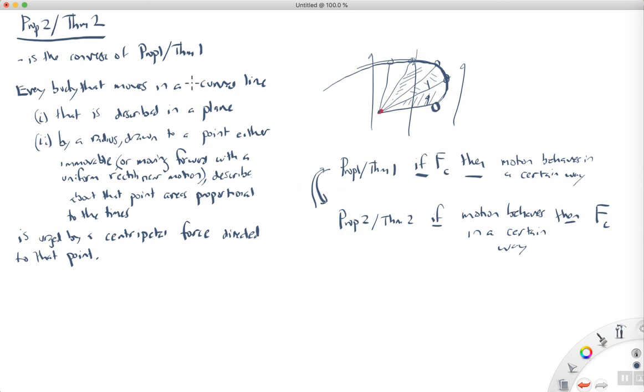This Proposition 2, Theorem 2, is going to be very important, because he's going to say, why don't we just use this kind of motion in a plane, sweeping out equal areas in equal time, as an indicator of a centripetal force? Later on he's going to say, if you're looking at the motion of Saturn going around the sun, sweeping out equal areas in equal times, and lying in a certain orbital plane, then we can conclude that there must be a force that's aimed at the sun. He's going to use this to develop his universal law of gravity.